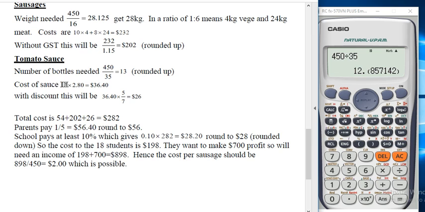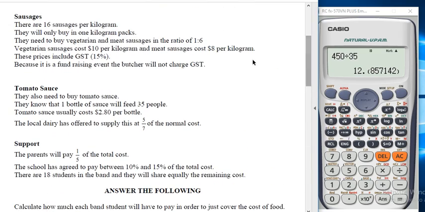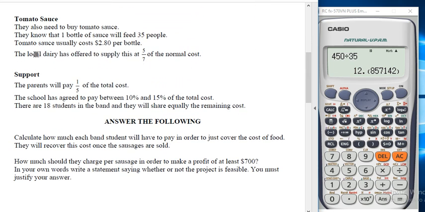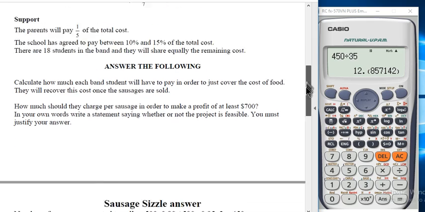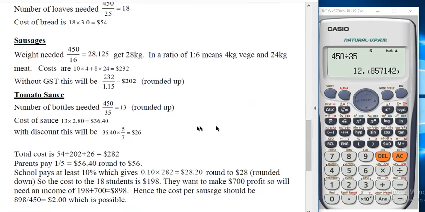Cost of sauce is going to be 13 bottles times the price of a sauce, which is $2.80. Let's go back there. Alright, $2.80 per bottle. And then the other thing here is local dairies offer to suppliers that just because it's a fundraiser, they're going to say, okay, 5/7 of a normal cost. That's all you have to pay, is 5/7. Alright, so let's go down here. We've got 13 times $2.80 is $36.40, and then $36.40 times 5/7 will give you 26.